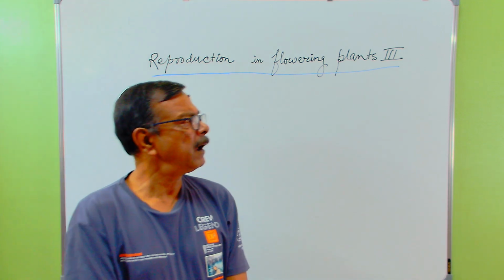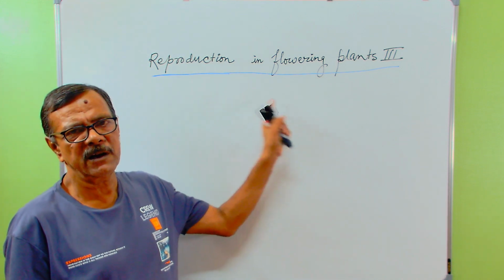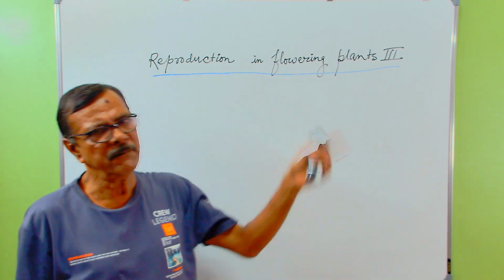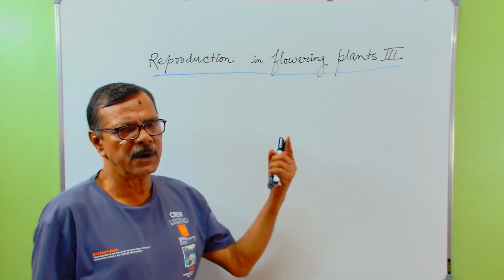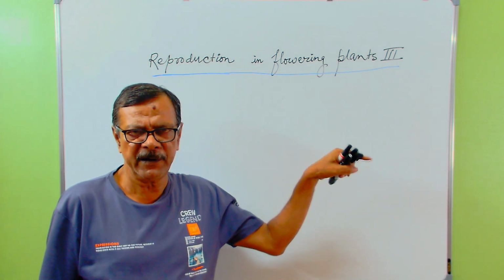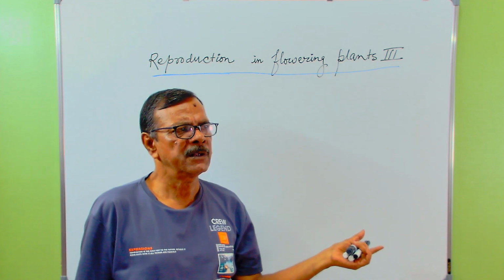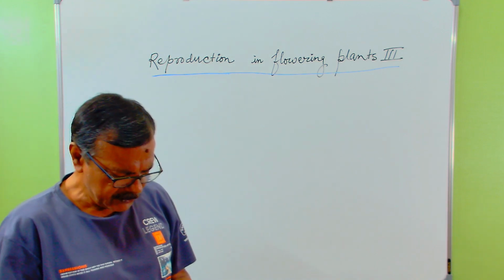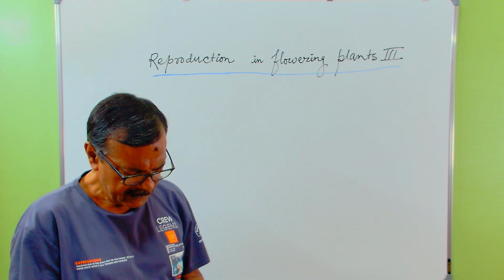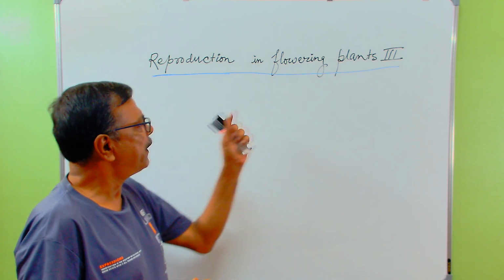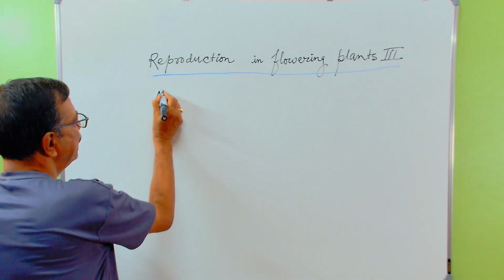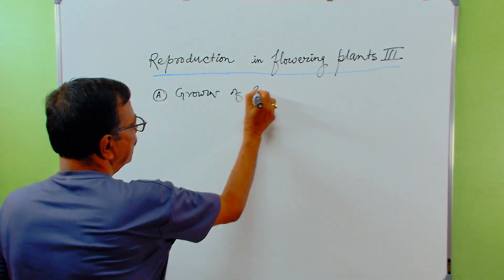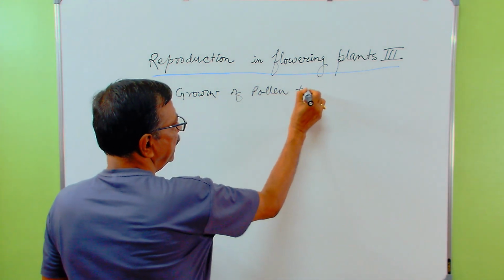Today we will be discussing reproduction in flowering plants, part 3, and this is the last episode of this reproduction of flowering plants. Prior to this we have already completed pollen grains and, on the other side, the female gametophyte we have produced. Now we will start directly, and it can be divided into two parts. Number A, growth of pollen tube.